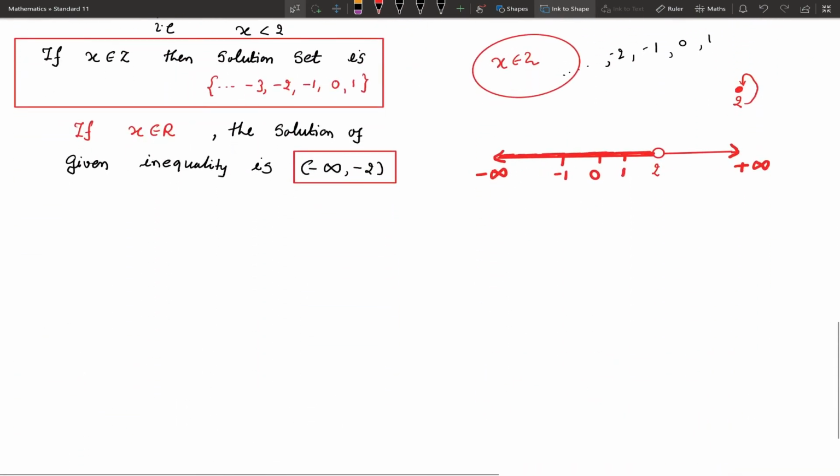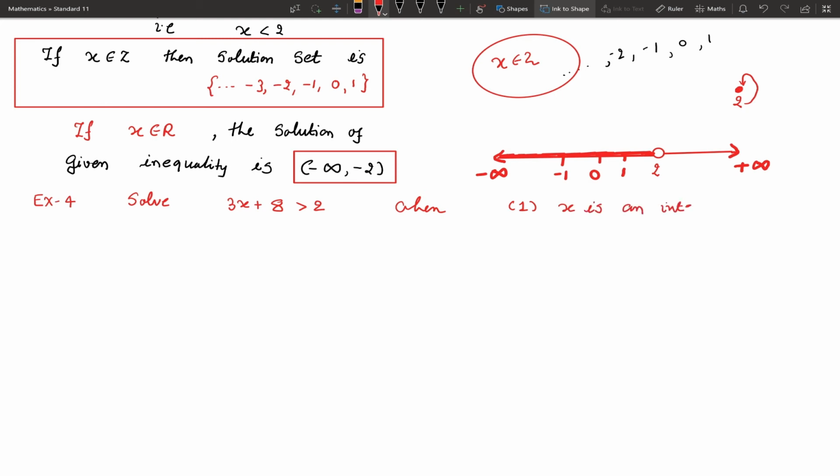Next example. Solve 3x plus 8 greater than 2 when x is an integer, and second, x is a real number.